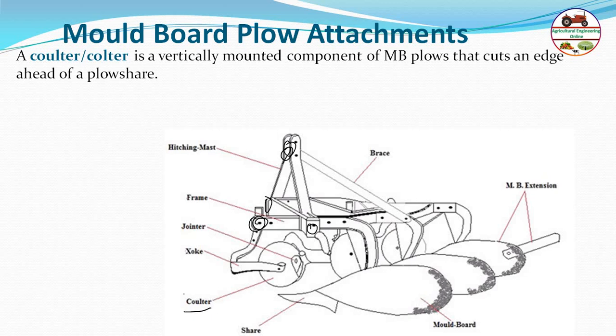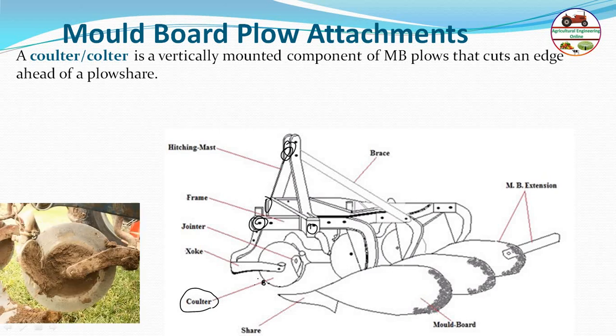You can see here, this is coulter. This one is just ahead of the share point. First the point is cut here like this, then this one follows. It takes a small cut, then this follows. This is basically easier to cut by the moldboard. The coulter is like a disc, a rolling coulter, you can see in this case, which gives a clear edge before the plow. You can see this is the moldboard plow and this is the coulter.